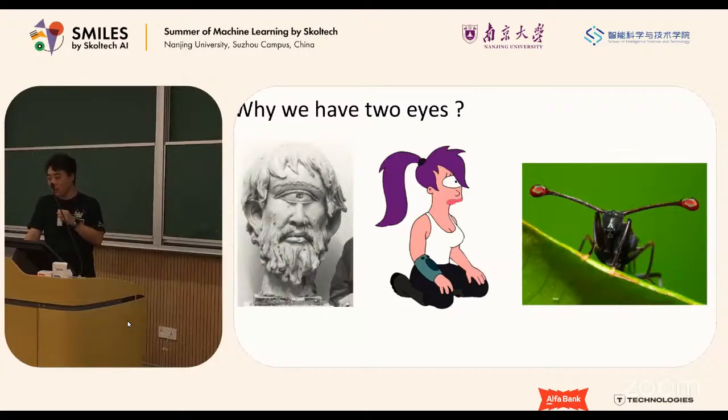Actually, the reason is that human beings and animals have two eyes because we need stereo depth perception. Only two eyes can lead to accurate stereo depth perception. Because the two eyes observe the world from slightly different positions, the images for the two eyes are different, and the brain uses these differences together with other cues to estimate depth.